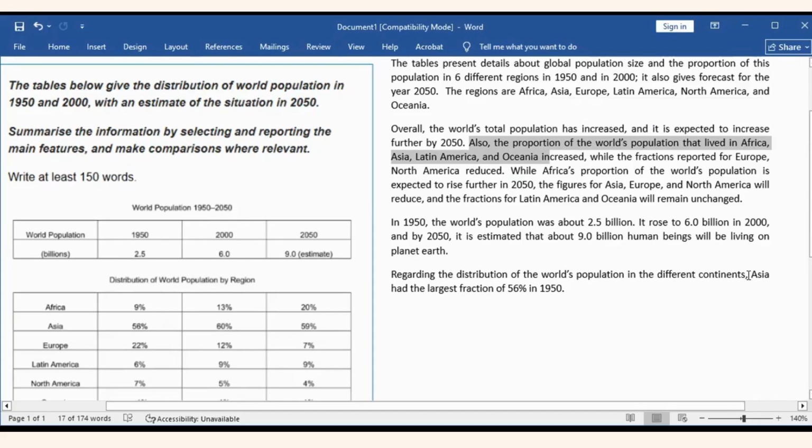Okay, let me remove this thing. Let me just follow what I did here.